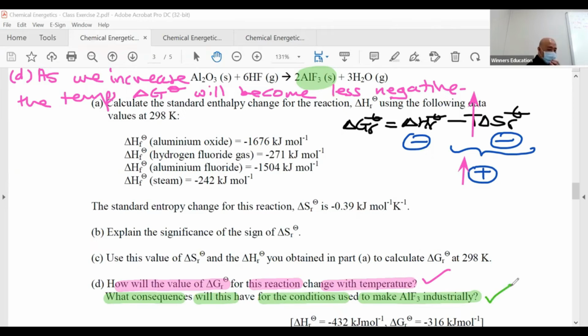What consequences will this have for the condition used to make AlF3 industrially? So if you're the engineer or the chemist and your boss asks, can we keep heating it up? Now, this is where we link to the next topic called kinetics. Remember, in a chemical reaction, you need to consider two factors, correct? It must be kinetically feasible and energetically feasible.